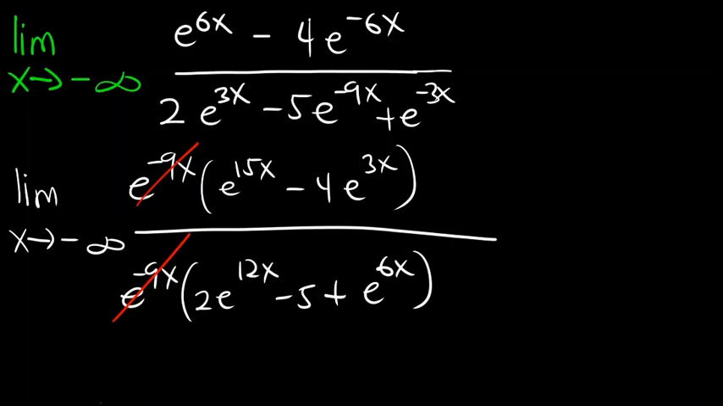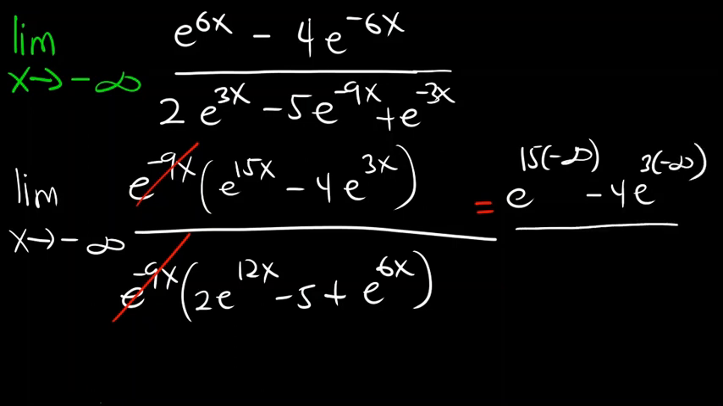If you do the direct substitution, you're going to have e to the power 15 multiplying minus infinity, minus 4 times e to the power 3 multiplying minus infinity, divided by 2 times e to the power 12 multiplying minus infinity minus 5, plus e to the power 6 multiplying minus infinity. This is what you are going to have.